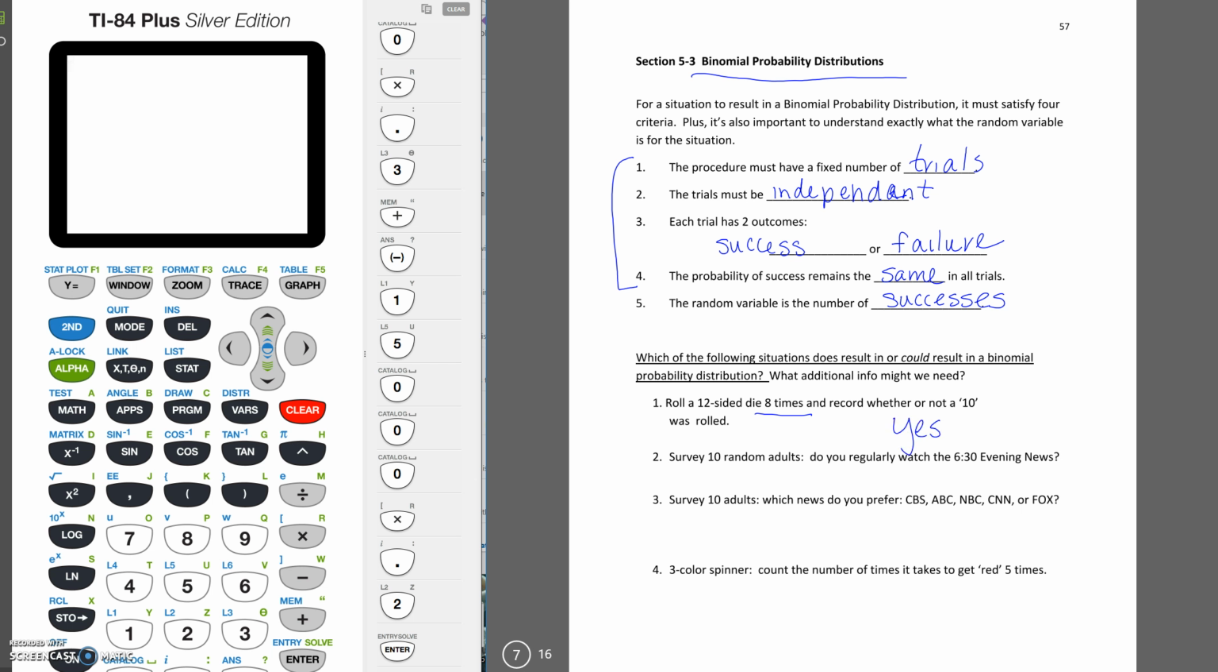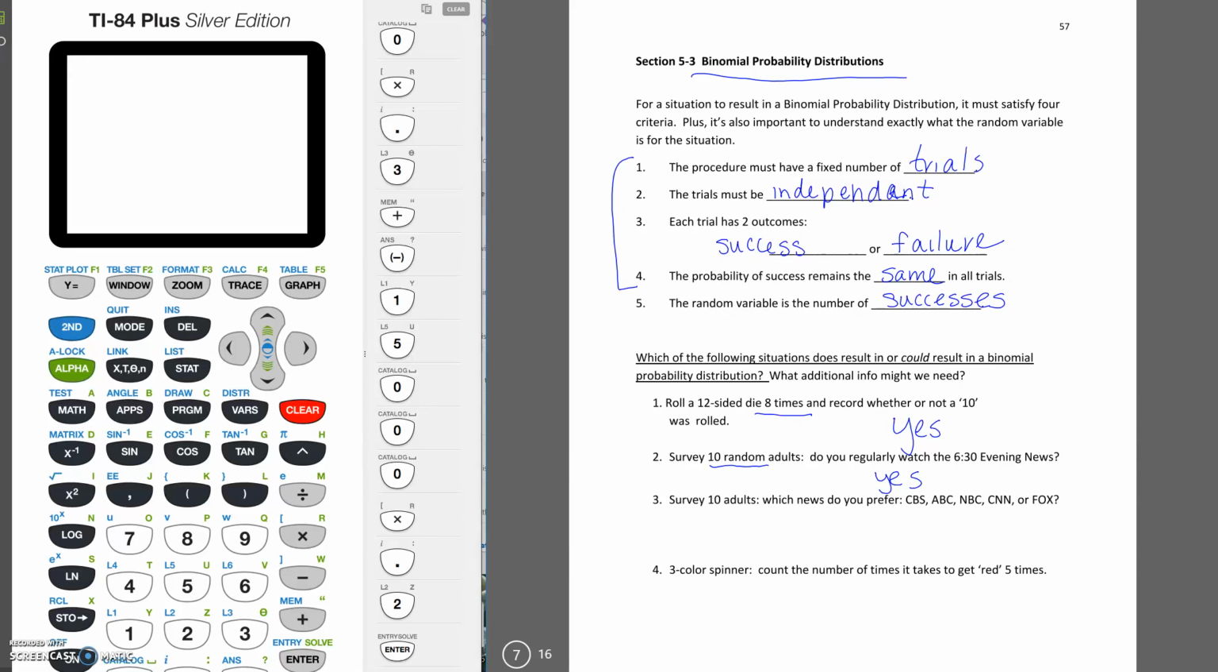Okay, our next situation says, you survey 10 random adults. Do you regularly watch the 6:30 evening news? So our fixed number of trials are the 10 adults. We're assuming that it's independent since it's random. The 2 outcomes would either be yes, you watch the news, or no, you don't. And we're going to assume that each person has the same probability of watching the news. So this would be yes.